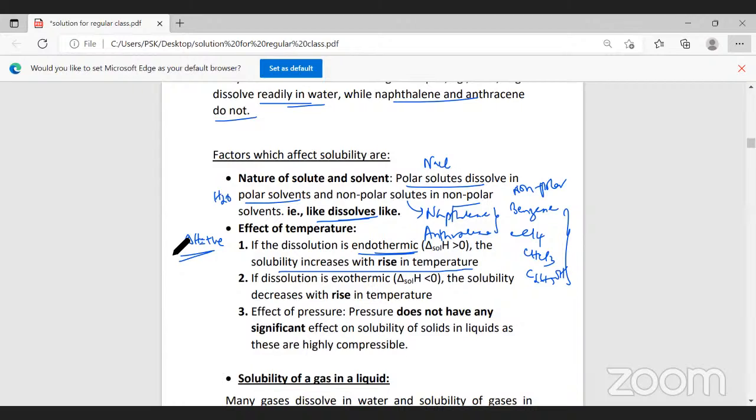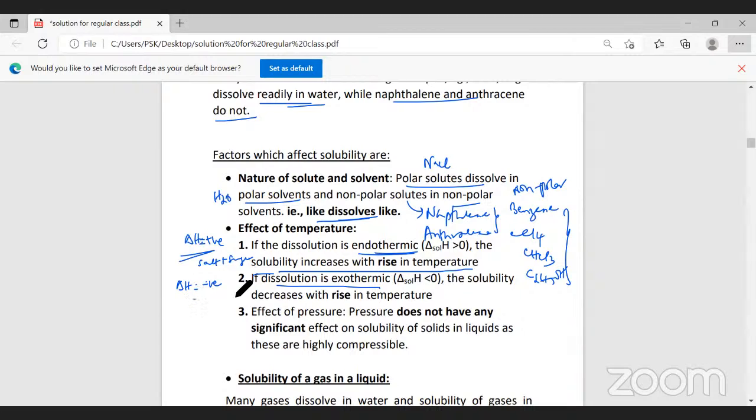Since we need to supply energy, we need to supply heat. If you supply more heat, what happens? The solubility will be faster. That is what it means. Solubility increases with rise in temperature. Now, I told you yesterday, for endothermic, it can be any salt and any sugar. Salt and sugar, when you dissolve it in water, it absorbs energy from the atmosphere. Therefore, it becomes an endothermic reaction. So on increasing the temperature, solubility increases.